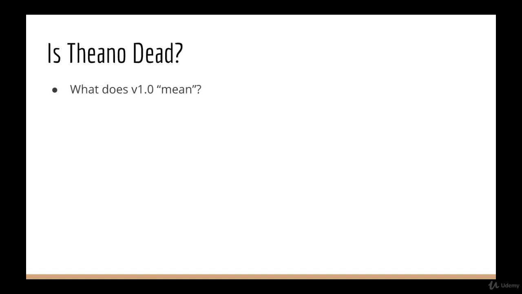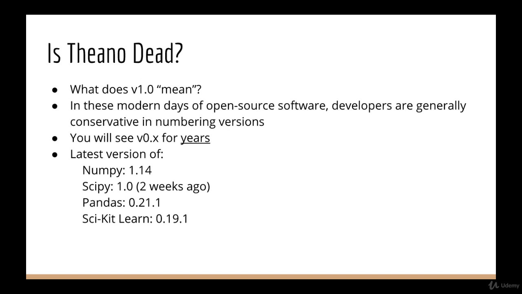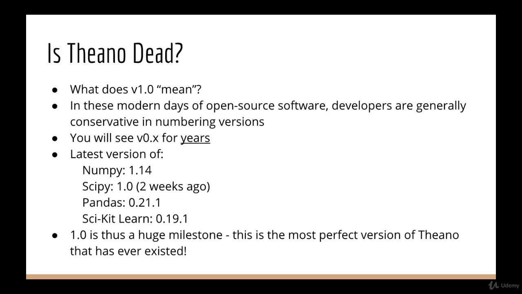Secondly, consider what version 1.0 being released really means. In these modern days of open source software, developers are generally very conservative in their numbering. You'll see projects in version 0.something for years, even when there are huge communities around them. Case in point, the latest version of NumPy as of the creation of this lecture is 1.14. The latest version of SciPy is 1.0. The latest version of Pandas is 0.21.1. The latest version of scikit-learn is 0.19.1. These are all libraries that we have been using extensively for years, and half of them haven't even reached 1.0. So the fact that the developers of Theano thought their project deserved a 1.0 release is a huge milestone. This is in fact the most perfect version of Theano that has ever existed, so why not make use of it?